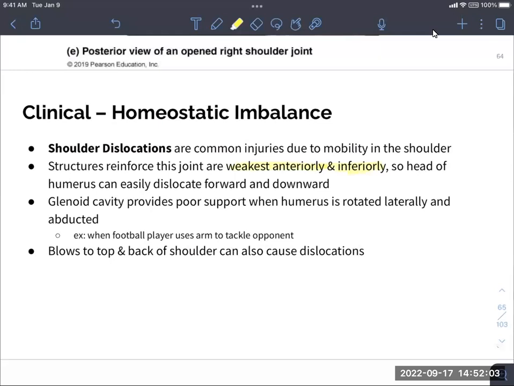When you rotate laterally and abduct, like football players when they tackle, that can cause a shoulder dislocation pretty easily. If you get hit on the top of your shoulder, that can dislocate it. If you get hit in the back of your shoulder, that can dislocate it. So shoulder dislocations are not uncommon, and they usually need some kind of medical professional to help put them back into place.